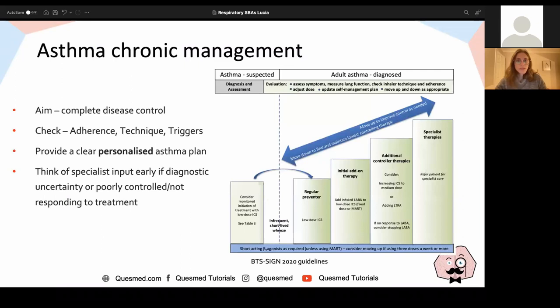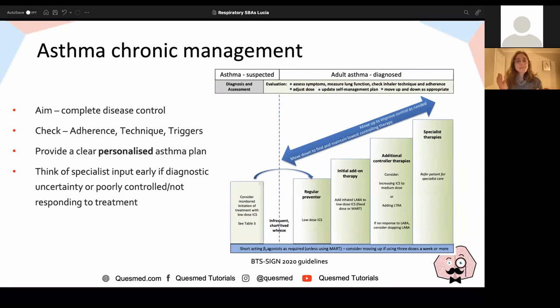So you would have seen this ladder, the BTS/SIGN guidelines treatment ladder for chronic asthma, and it changes almost every year. They can never agree with NICE. However, it looks like they're now coming to an agreement together, and we should watch this space because there'll be new joint guidelines released. But the main principle that you want to bear in mind is it's going to be a step-by-step process where you try one thing and see if it works and reassess over time.